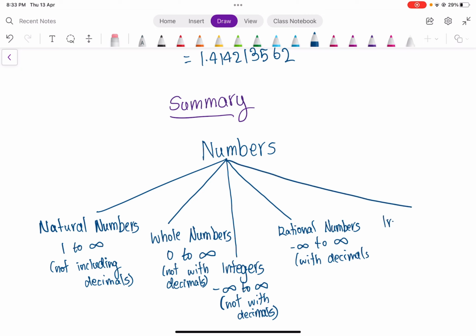And lastly, irrational numbers are numbers from negative infinity to positive infinity with never ending decimals.